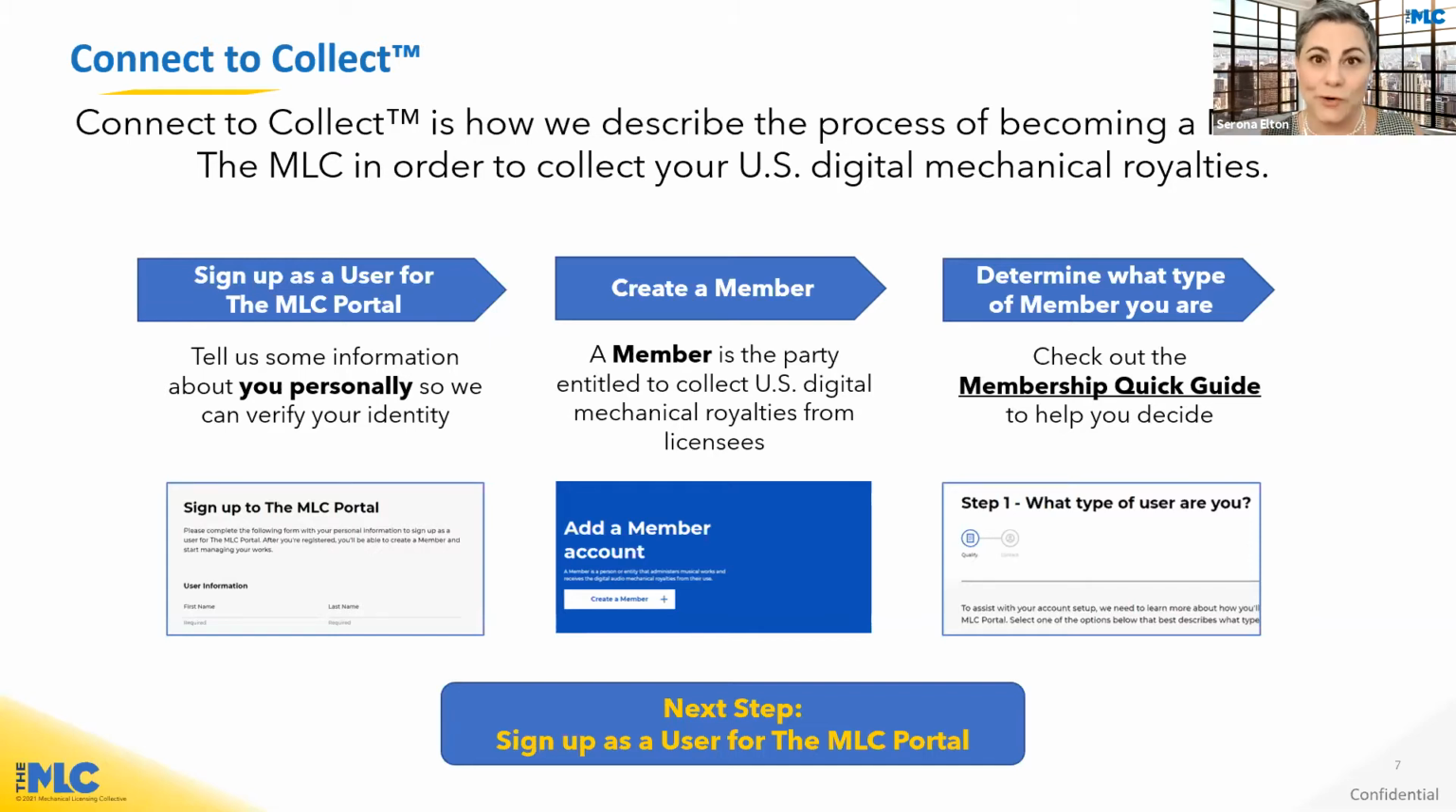First, you become a user, right? And that is you as a human being, as an individual, getting a login to the portal. And there's an identity verification step that happens as part of that. So we know who you are as a person, right? Then the next step you go through is actually creating a member or multiple members, right? This is now creating that entity in the system that is the party with the rights, right? And that could be a person, that could be a company, but it's that party who has the rights to collect these mechanical royalties.